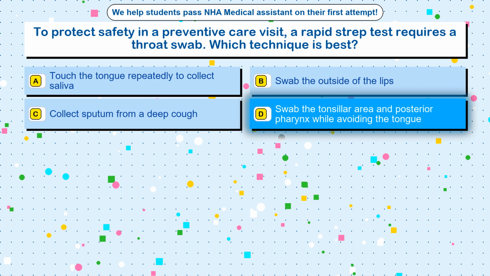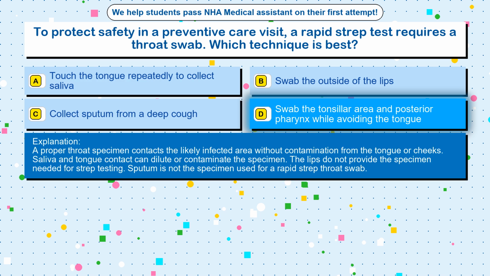Swab the tonsillar area and posterior pharynx while avoiding the tongue. A proper throat specimen contacts the likely infected area without contamination from the tongue or cheeks. Saliva and tongue contact can dilute or contaminate the specimen. The lips do not provide the specimen needed for strep testing. Sputum is not the specimen used for a rapid strep throat swab.